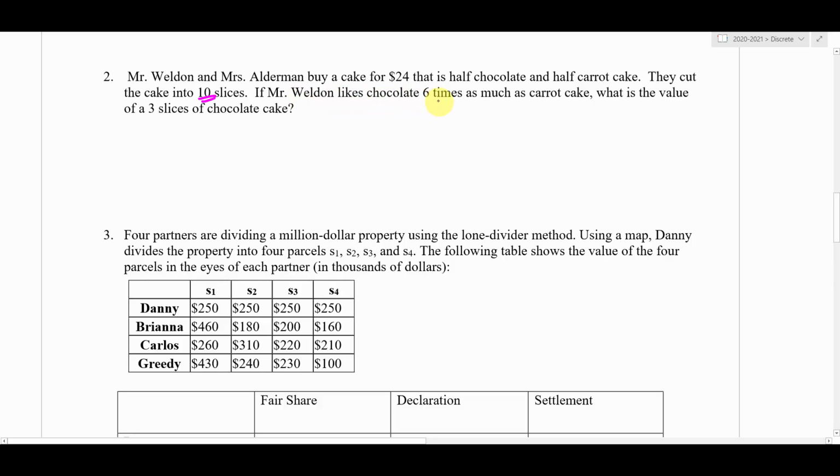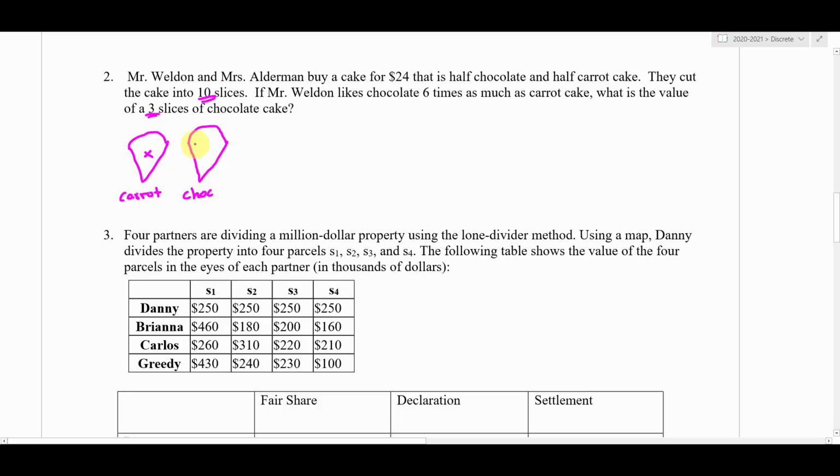Now it says if Mr. Weldon likes chocolate 6 times as much as carrot cake, what is the value of 3 slices of chocolate cake? All right, so let's say we have a hypothetical piece of cake. Here's a slice of cake, and we're going to say that this is a slice of carrot cake, and I'm going to assign it a value of X dollars. I'm going to do the same thing. I'm going to take another piece of hypothetical cake, and this is going to be a piece of chocolate cake, so it's worth 6 times as much as the carrot cake. We can label these.